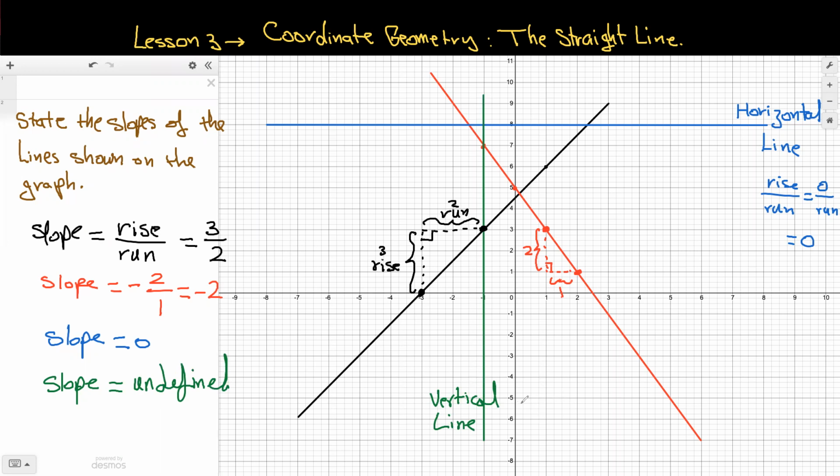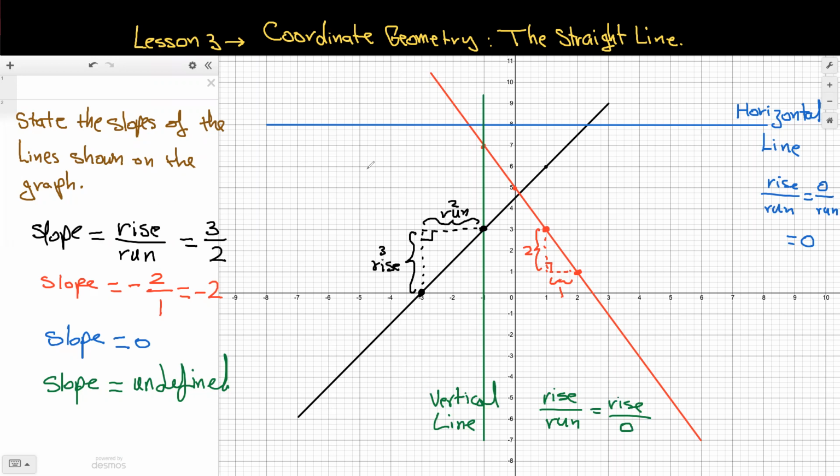Now just look at the slope again. The slope is rise over run. Is this rising? Yes, it is rising. Is this line running? Running is going horizontally. No, it's not, and the run is 0. Anything divided by 0 is undefined. And that's how we know this is undefined.